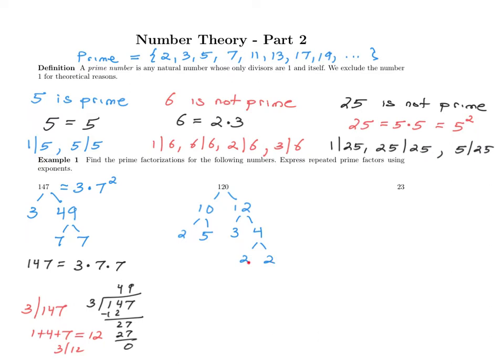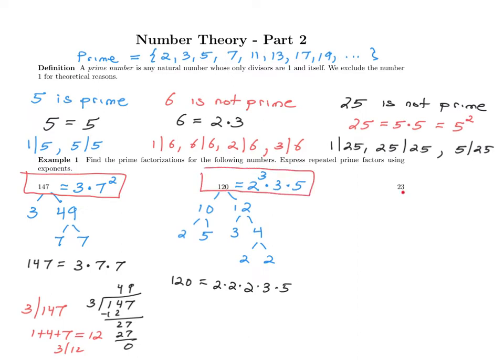We have 1, 2, 3 2s. So you could think of 120 as, well, it's 2 times 2 times 2. And then we have a single 3 and a single 5. So that is going to be 3 times 5. So how do we express the prime factorization of 120? It's 2 cubed because there are 3 of them. So this is 2 cubed multiplied by 3 and multiplied by 5. So the answer for the first one was this, and the answer for the second one was this.